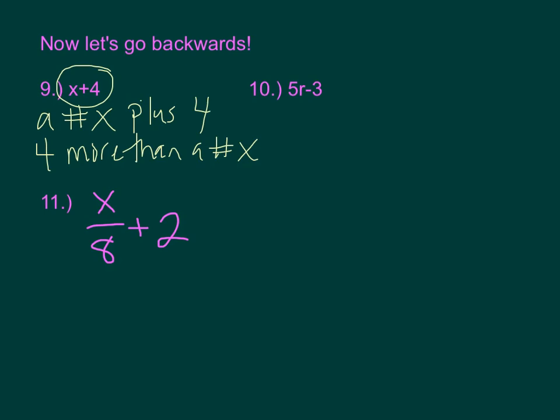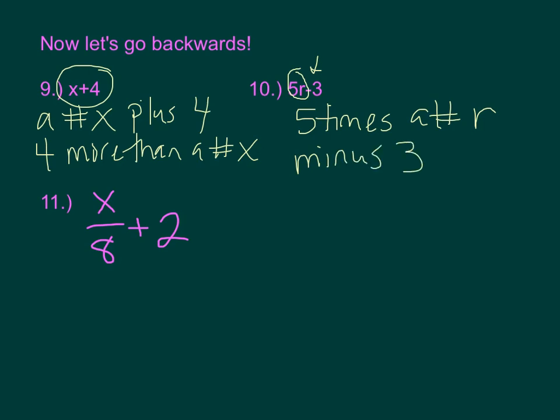All right, number 10. This one we have 5r minus 3. Now you remember you need to write it the way it would be solved. So order of operations, you have multiplication, you have subtraction. Okay, so 5 and r, that's a multiplication problem. So I can write 5 times a number r, and now this one is minus 3. Okay, you could always write 3 less than the product of 5 and r. Okay, or you could write the product of 5 and r minus 3.